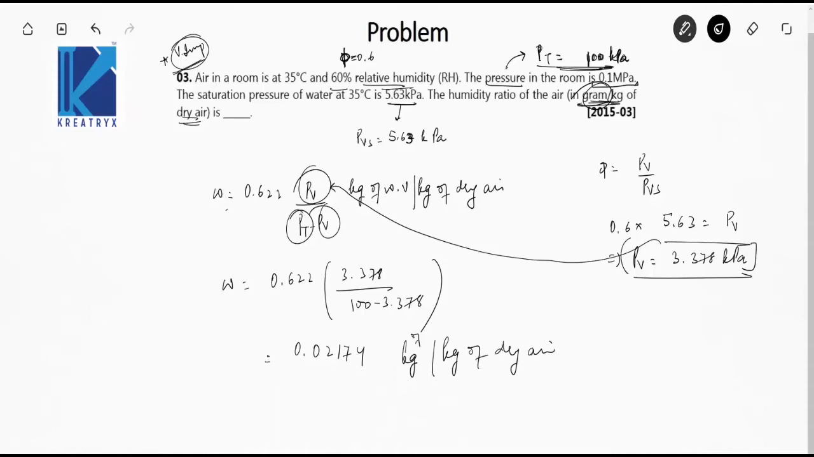This is kilogram of water vapor. So this is omega, but we have to fill the answer in gram per kilogram of dry air. So multiply this value by 1000 and you will get the humidity ratio, or the specific humidity, in grams of water vapor per kilogram of dry air. So this is 21.74 grams of water vapor per kilogram of dry air. This is our answer, 21.74. This type of question is getting repeated again and again, so let's move on to the next question.